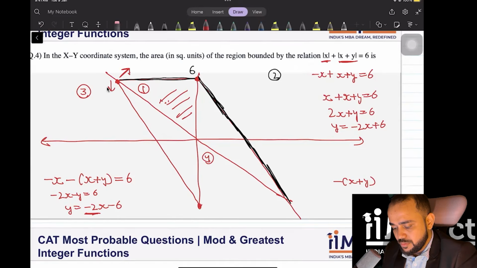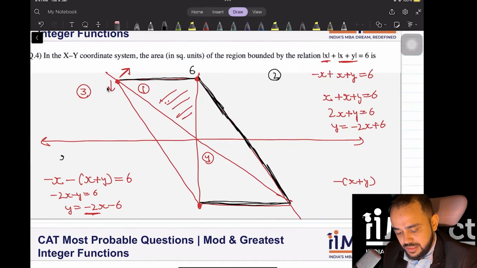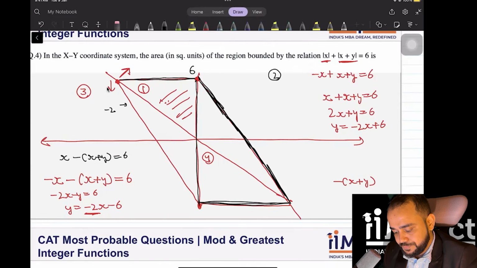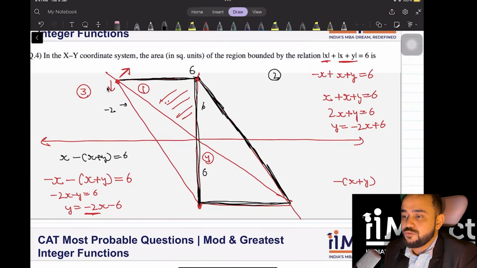And now finally to your region number 4. It should be clear that it will be a straight line to connect to this region. You can also check in region number 4, your mod x will open up as x because x is positive, and mod of x plus y will open up as minus of x plus y. So this sum is given to me as 6. So x will cancel and you will get y is equal to minus 6. So this is essentially what? This is a parallelogram. You have these two lines of slope minus 2, and you have these lines of 6 and minus 6. So essentially, this is the shape for which I have to find the area.